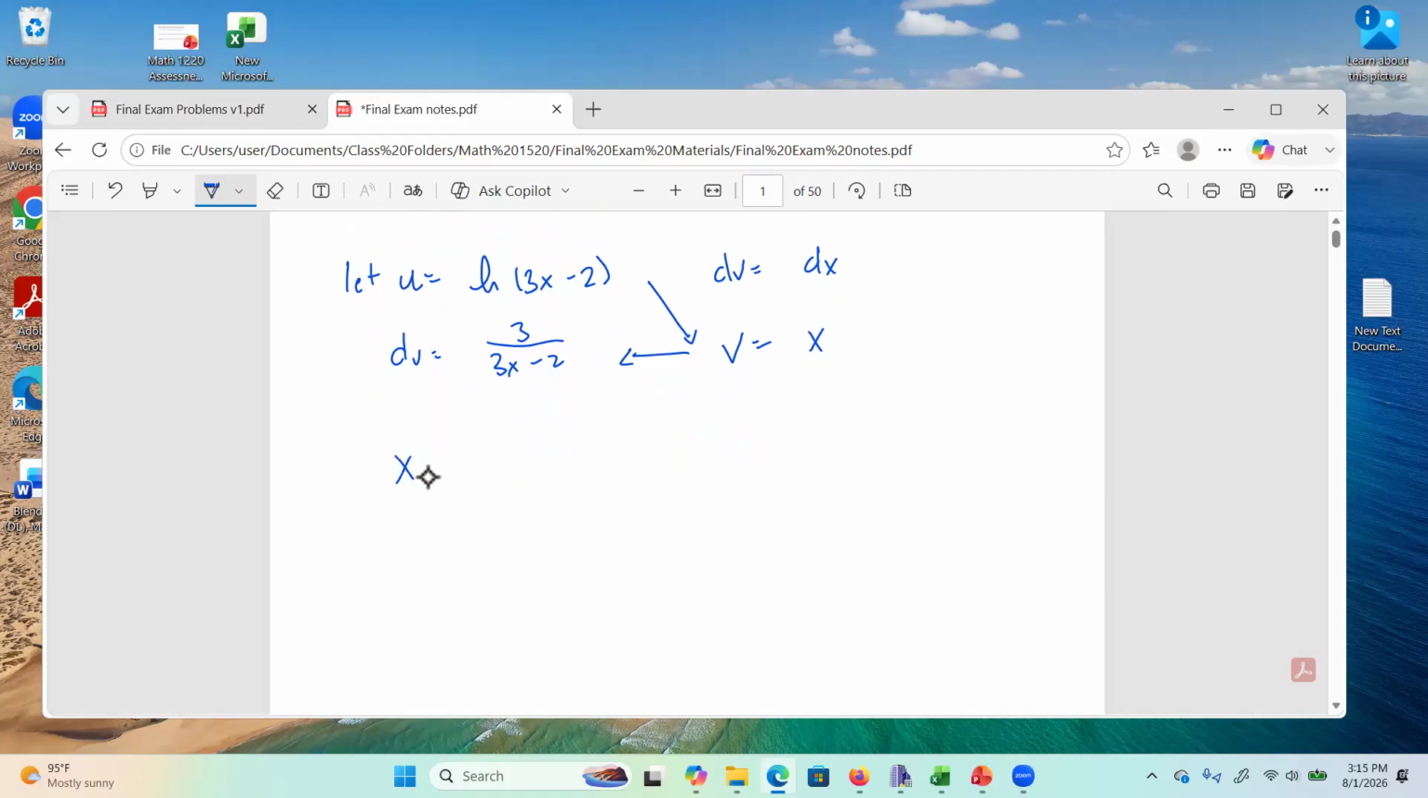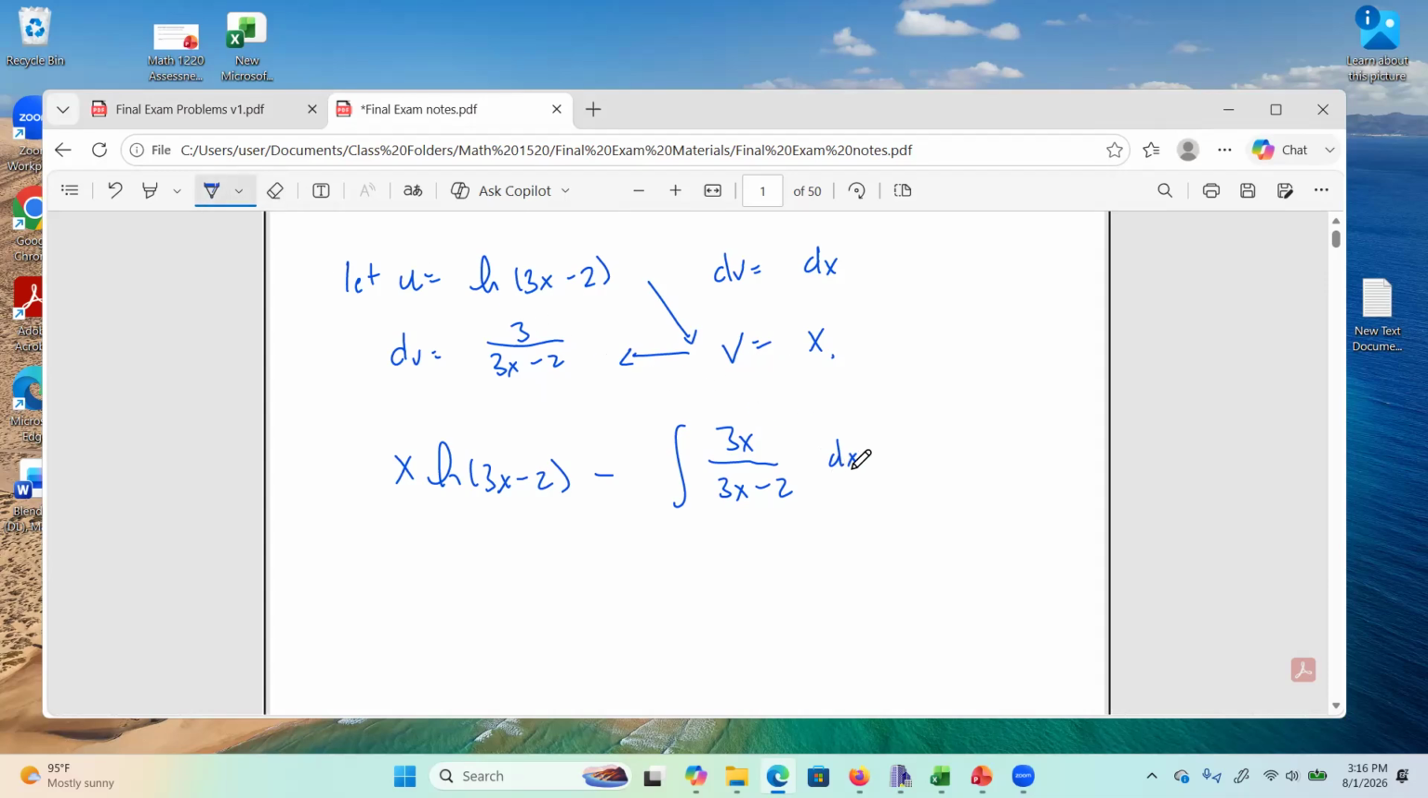So we have x ln of 3x minus 2 minus the integral of x times 3x minus 2. So we multiplied these two together. That's what happened here. Now, normally I would be looking at this and I'd be thinking, oh, well, there's the same degree on the top as there is on the bottom. This looks like we're going to have to do a partial fractions, but we're not going to do that.